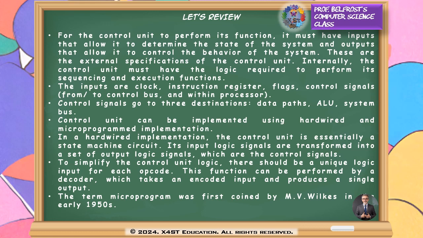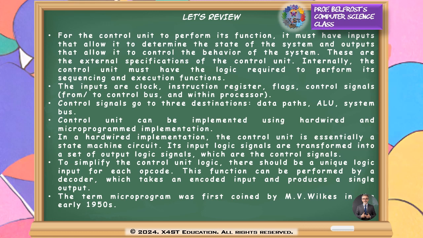The control unit can be implemented using hardwire and microprogram implementation. In a hardwire implementation, the control unit is essentially a state machine circuit, and its input logic signals are transformed into a set of output logic signals, which are the control signals. To simplify the control unit logic, there should be a unique logic input for each output. This function can be performed by a decoder, which takes an encoded input and produces a signal. We'll discuss the decoder further in this lesson, okay?